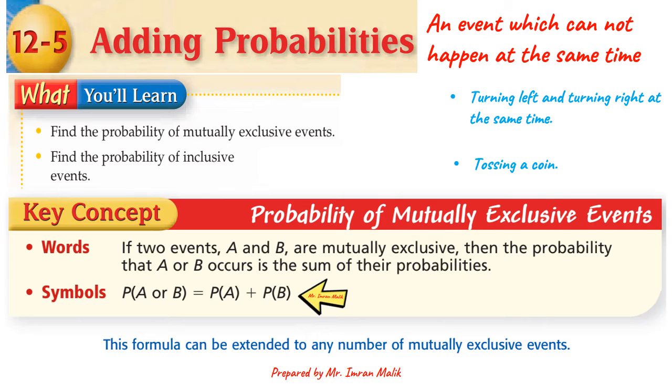Basically, we find the probability of each event and add them together to get the probability of mutually exclusive events. Before I explain example number 1, kindly note that this formula can be extended to any number of mutually exclusive events. So let's have a look at our first example of today's lesson.